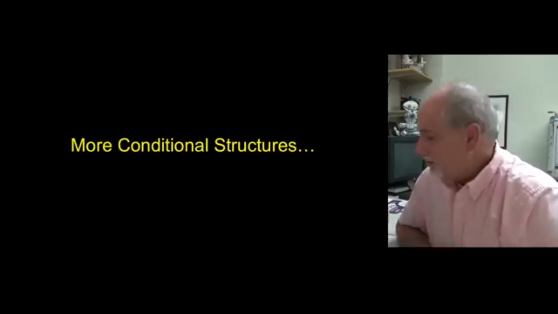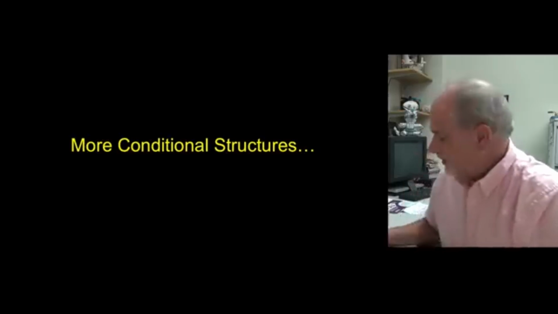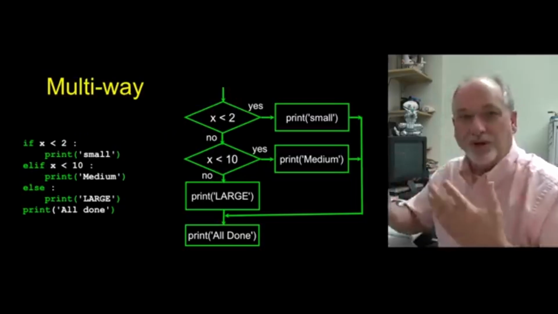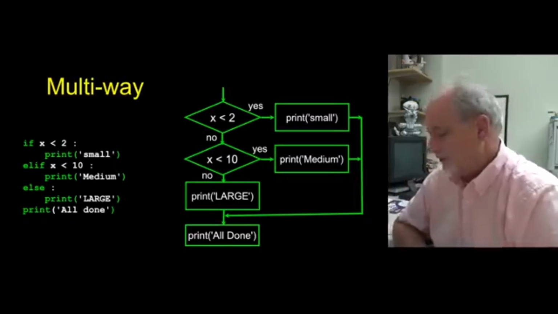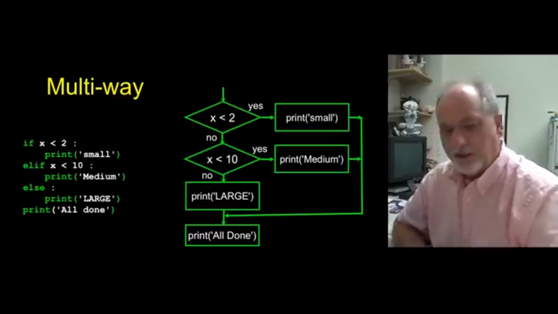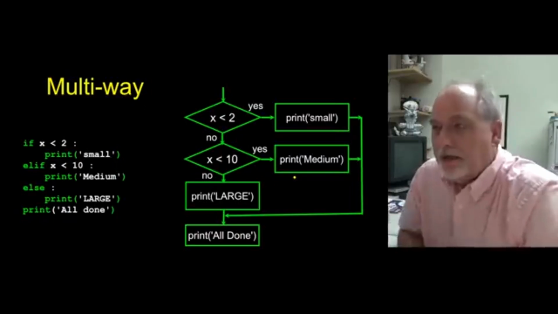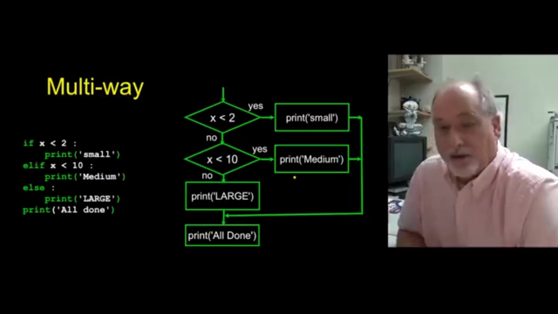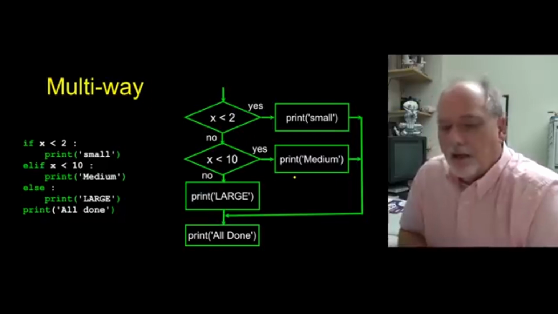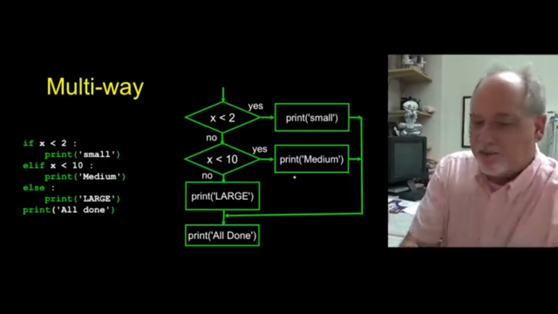So welcome back. Let's talk a little bit more about some more complex conditional statements that build on this concept of if and if-then-else. The first thing we're going to look at is the multi-way branch. The idea is it's kind of like the if-then-else where you pick one of two, but now we can pick one of three or one of four or one of five. And it introduces a new concept called the elif.